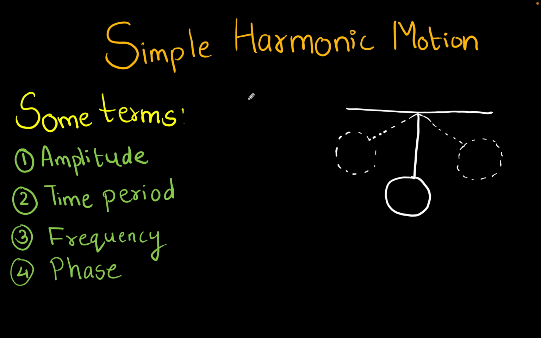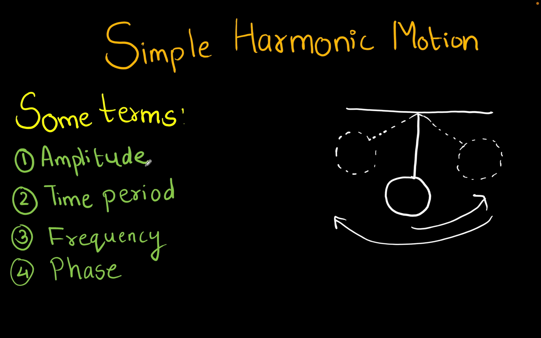Today we'll explore some terms related to simple harmonic motion such as amplitude, time period, frequency and phase. So first we will take an example of simple pendulum again and let's explore these terms. So here is our simple pendulum right here, and let's say after certain time when we move the simple pendulum up till here, it starts oscillating from here to here and again repeats the same movement again and again.